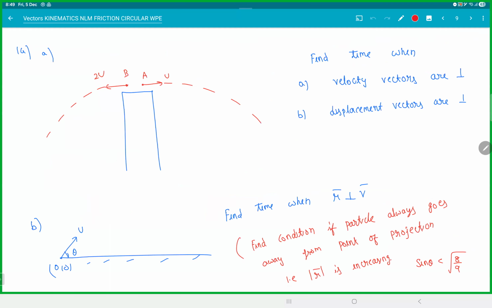Let's get this. We have a building. You have thrown two particles, one with u on the right side, one with 2u on the left side. This is another standard model. Find the time when the velocity vectors are perpendicular. Find the time when displacement vectors are perpendicular. B is the standard result.